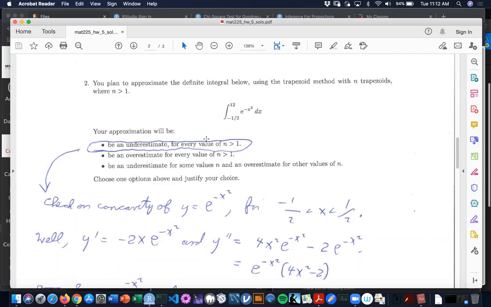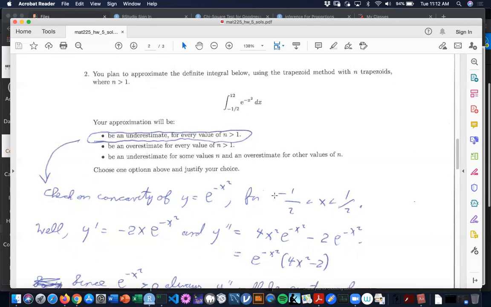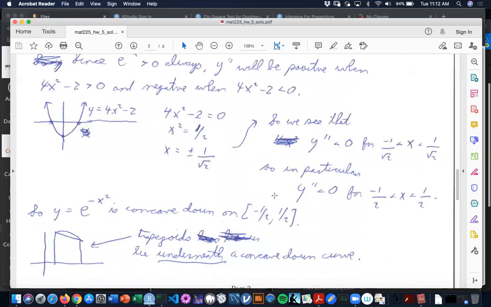So probably everybody's got full credit on the second problem. Let's pretend that there was a divide sign between the 1 and the 2. Then we would be concave down the whole way. And so all of our trapezoids, no matter how many or few we choose to have, would have their tops lying underneath the curve. And so we would be in underestimate territory.